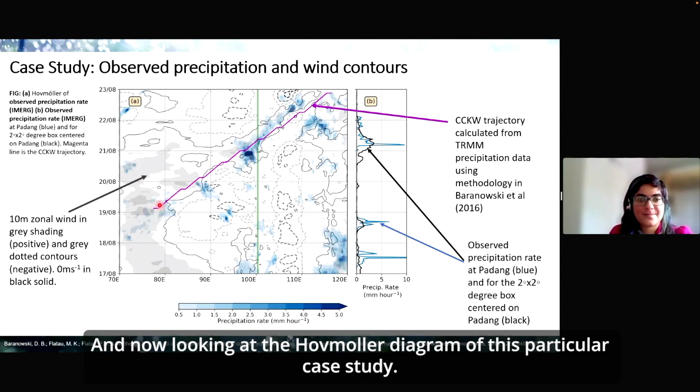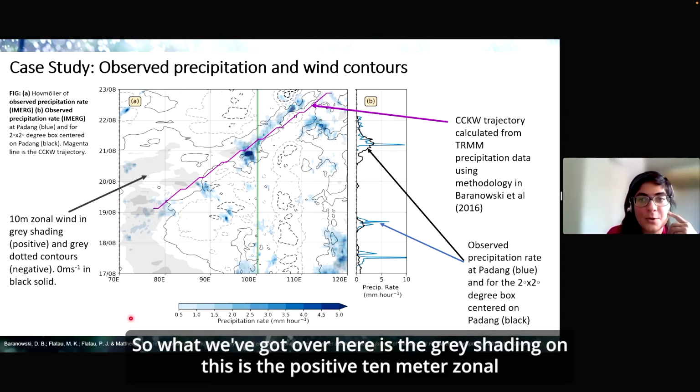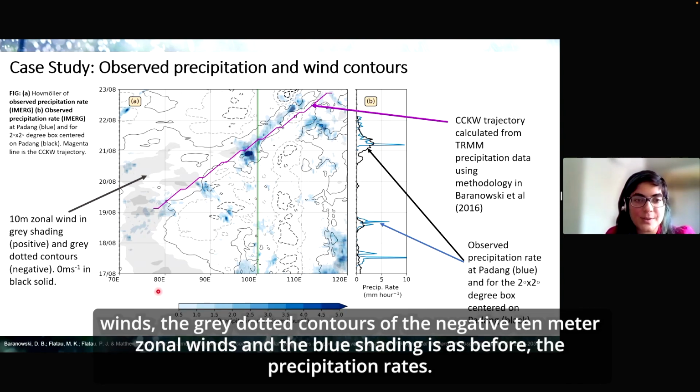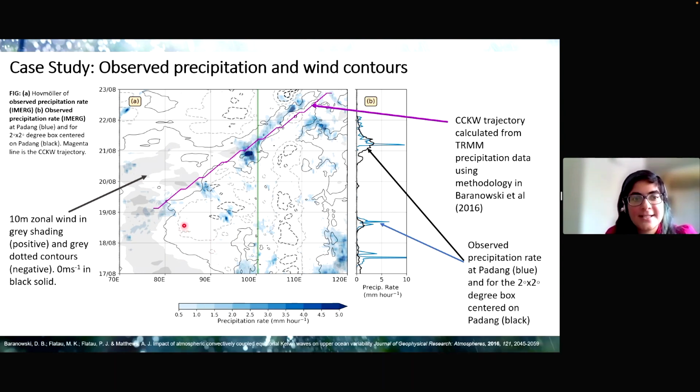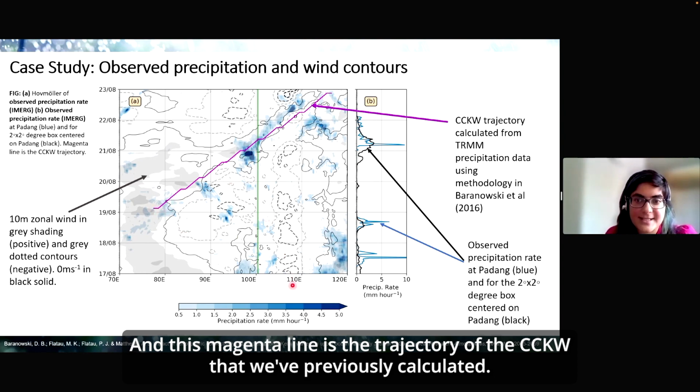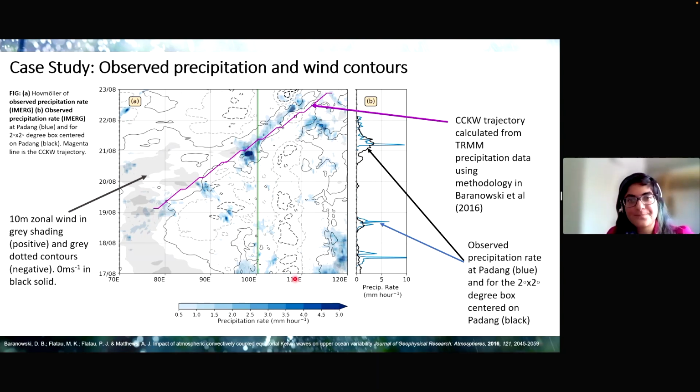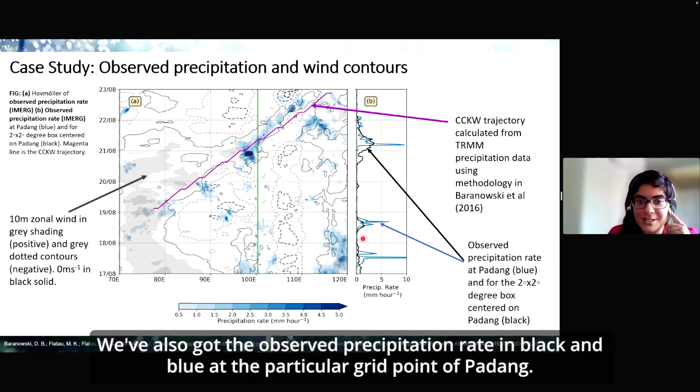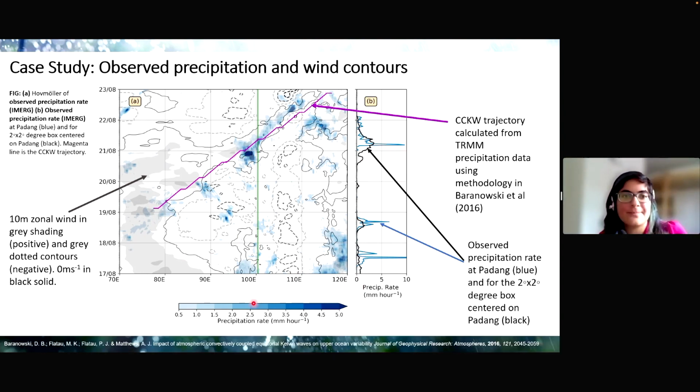And now looking at the Hofmöller diagram of this particular case study. What we've got over here is the gray shading, which is the positive 10-meter zonal winds. The gray dotted contours are the negative 10-meter zonal winds. And the blue shading is, as before, the precipitation rate. This magenta line is the trajectory of the CCKW that we've previously calculated. We've also got the observed precipitation rate in black and blue at the particular grid point of Padang.